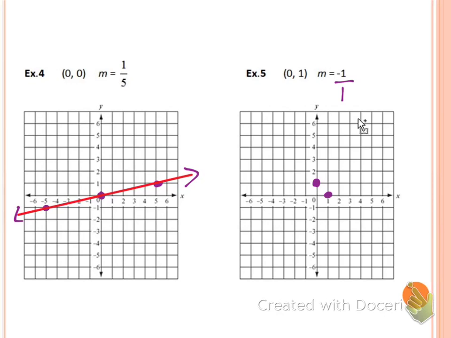And we should know that if our slope is negative, our line should look like it's going downhill when we graph it. So down 1, right 1. We can do that a few times and get some points.